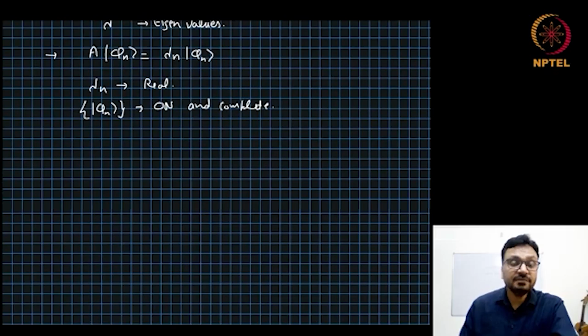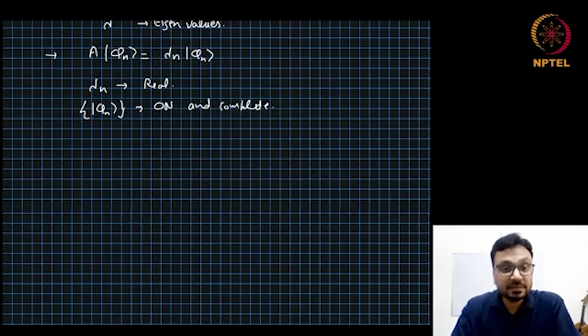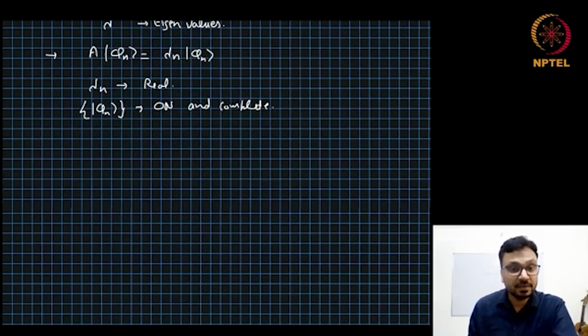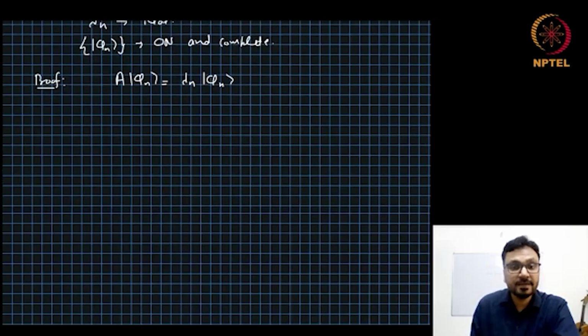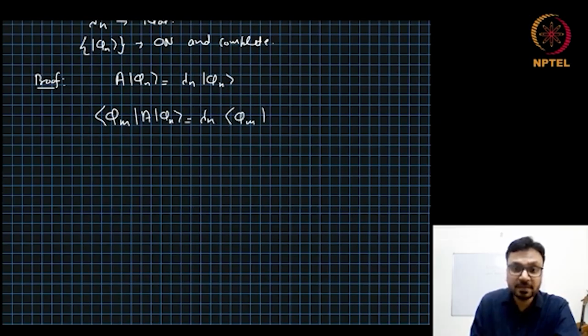So let me say it again. For a Hermitian operator, a self-adjoint operator A, the eigenvalues are always real, and the eigenvectors form a complete and orthonormal basis. Now, the proof of that is fairly straightforward. Let us say we have A acting on phi n gives us lambda n phi n. Let us take the inner product of this with some phi m, lambda n phi m phi n.